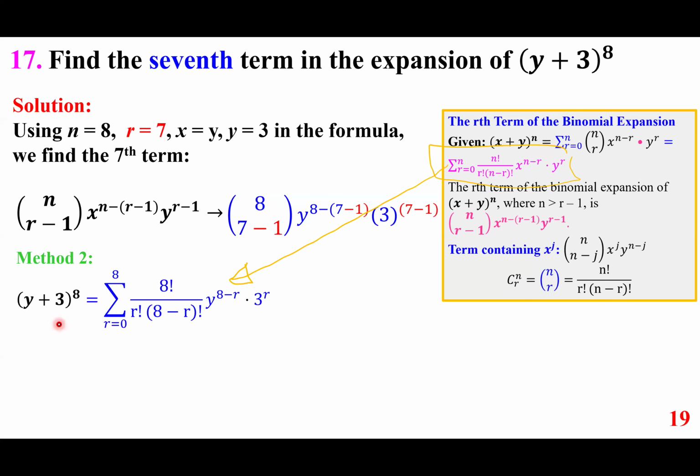Again, you don't have to memorize this. Notice r starts with 0, so the very first term has exponent 0. Imagine it's x and y. So the first term, r is 0. The second term, r is 1. The third term, r is 2. Then the seventh term, r must be 6. Just go with this one, and in this formula, all you have to do is replace the r with what you came up with.